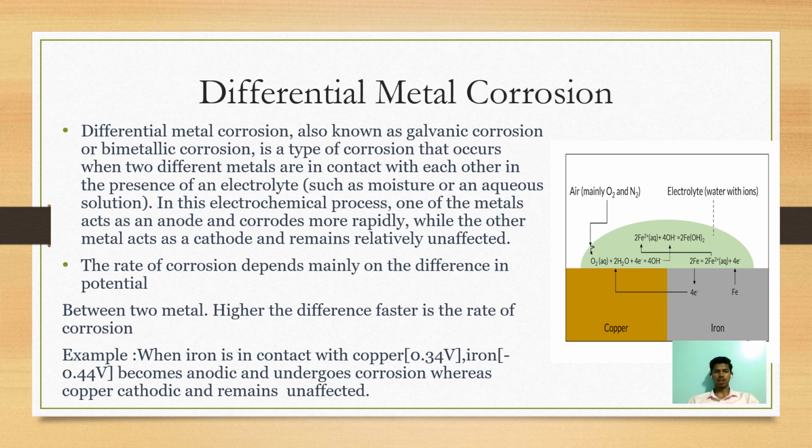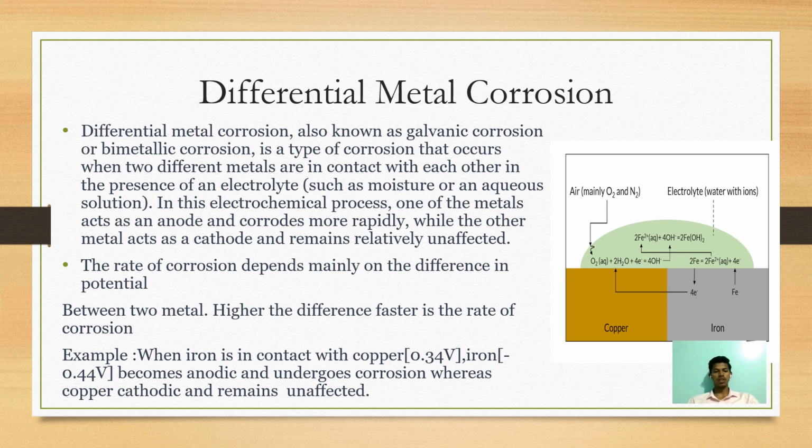Differential metal corrosion. Differential metal corrosion is a type of corrosion that occurs when two different metals are in contact with each other in the presence of an electrolyte, such as moisture or an aqueous solution. In this electrochemical process, one of the metals acts as an anode and gets corroded rapidly, while the other metal acts as a cathode and remains relatively unaffected.